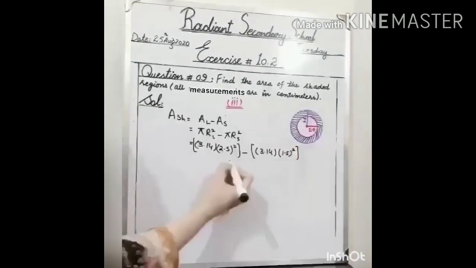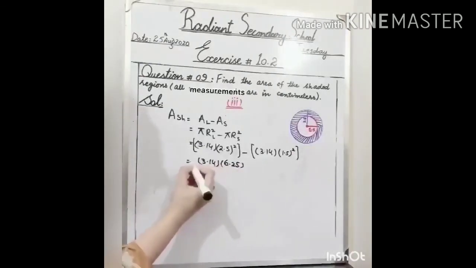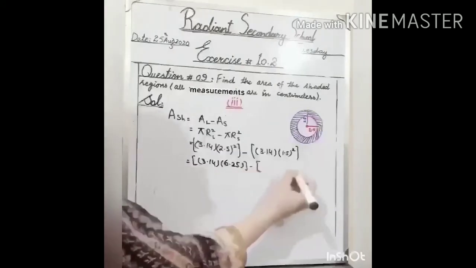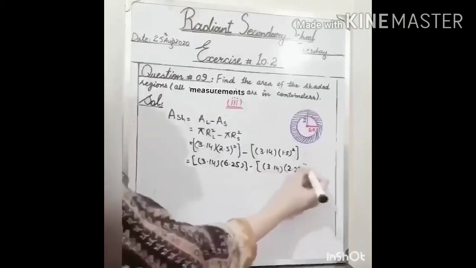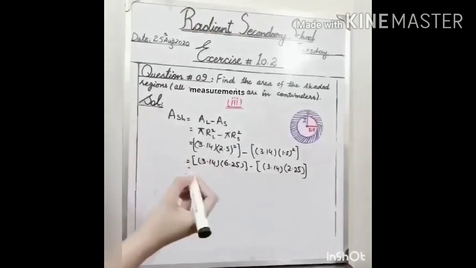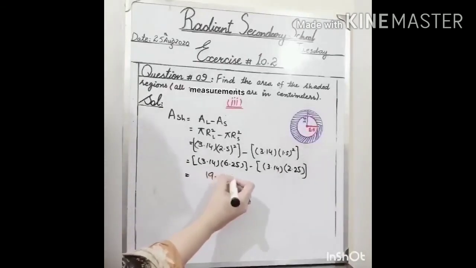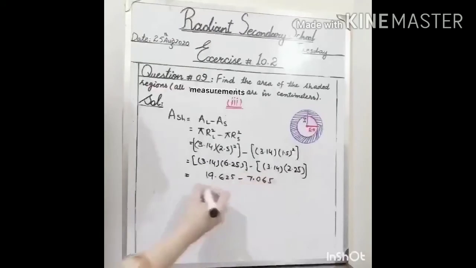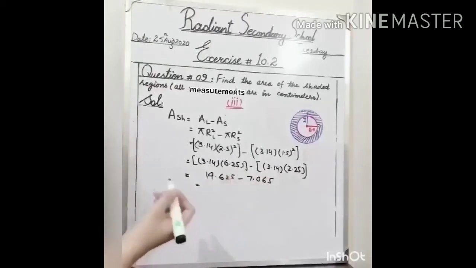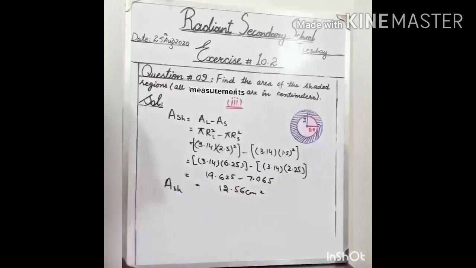2.5 square will be 6.25 into 3.14, minus 1.5 square will be 2.25 into 3.14. When you multiply these two numbers, your answer will be 19.625. And when you multiply these two numbers, 7.065 will be obtained. When you subtract these two numbers, our answer will be 12.56 centimeter square. So this is the area of the shaded region.